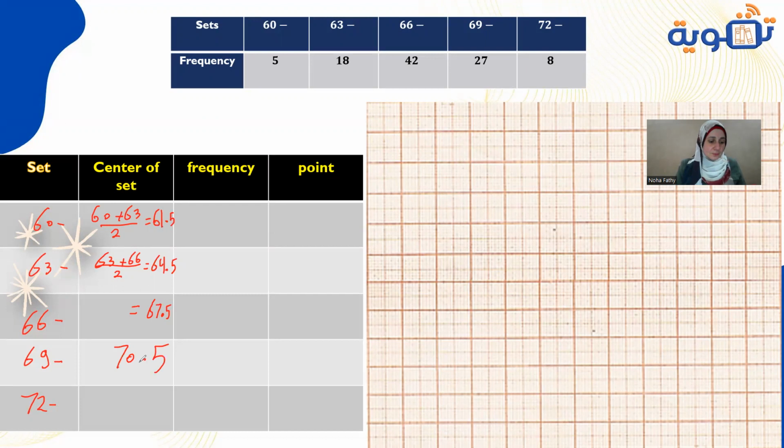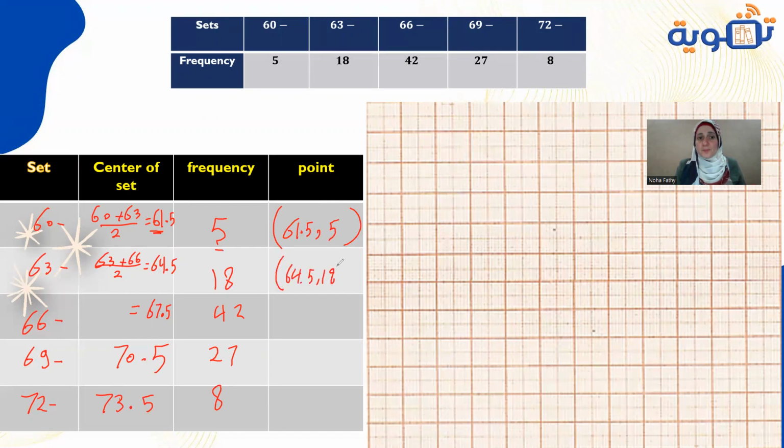Then 73.5. Every time it increases by 3, it has been 72 plus 75. The frequency, I will rewrite the same numbers here: 5, 18, 42, 27, then 8. What is the point? Center of the set and the frequency. It means 61.5 and 5, 64.5 and 18, 67.5 and 42, 70.5 and 27, and the last one, 73.5 and 8.